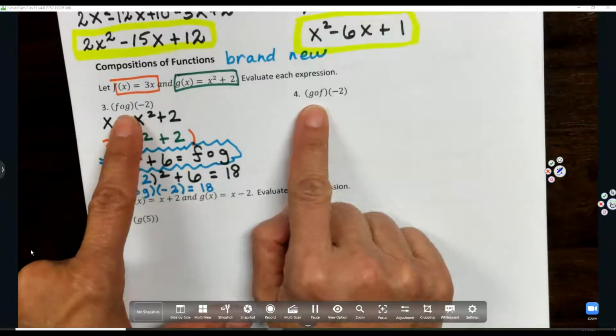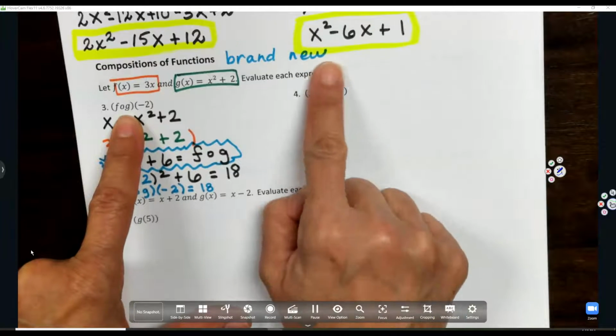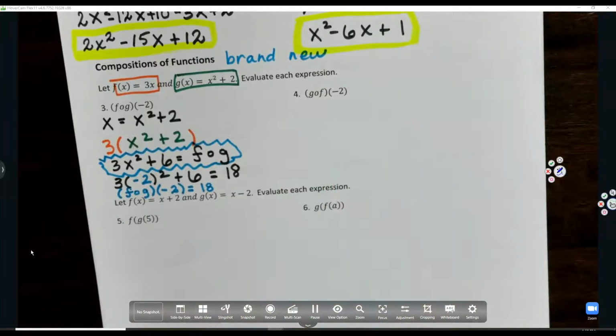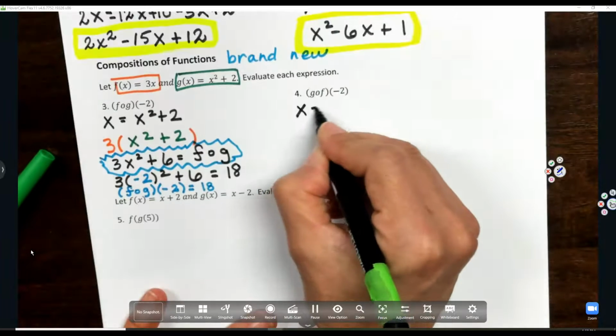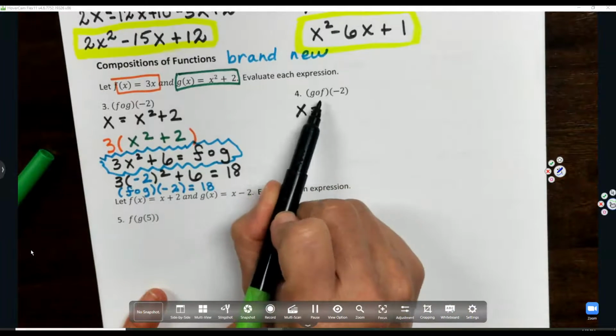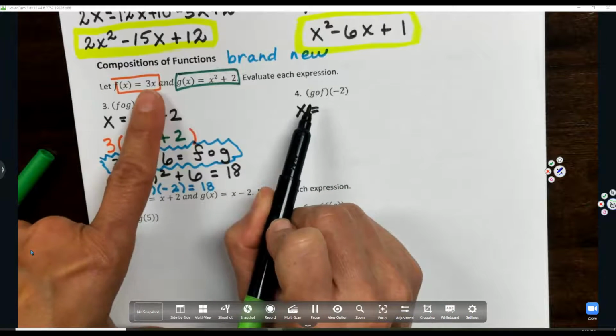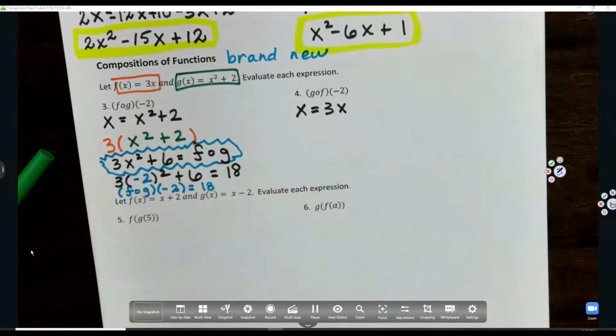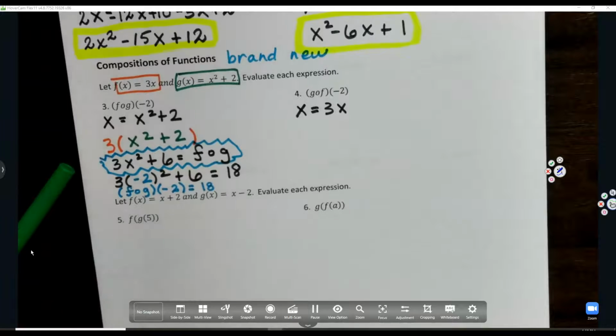Number 4 is almost the same as number 3. We're just reversing the order. So this time, f is going to get dropped into g. So wherever I see the letter x into g, I'm writing what f of x is. What is f of x? A 3x. So it's a substitution game. That's all it is.